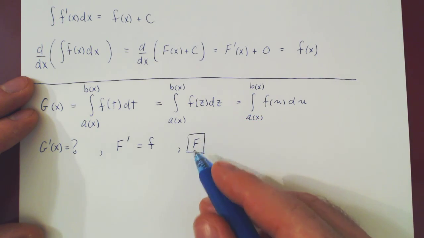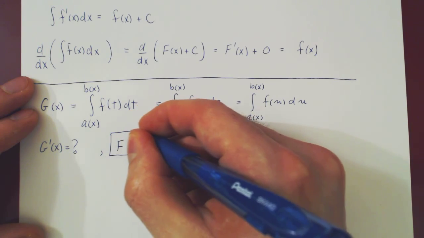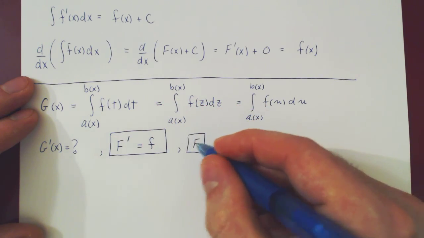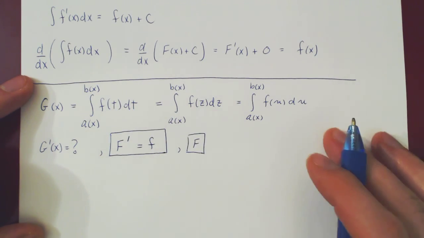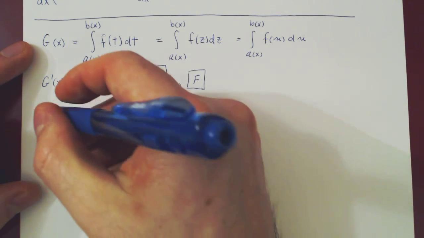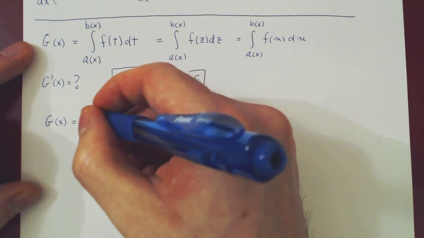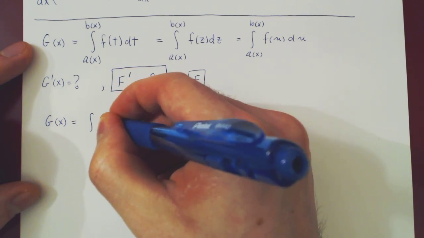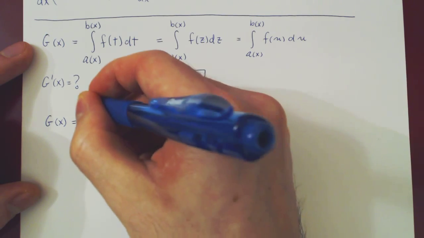So we find a function uppercase F that is an antiderivative of lowercase f. So if we differentiate our function, we get the function we're trying to integrate. Well, now we can apply very simply the fundamental theorem of calculus. So g of x being the definite integral of the function f from a of x to b of x.